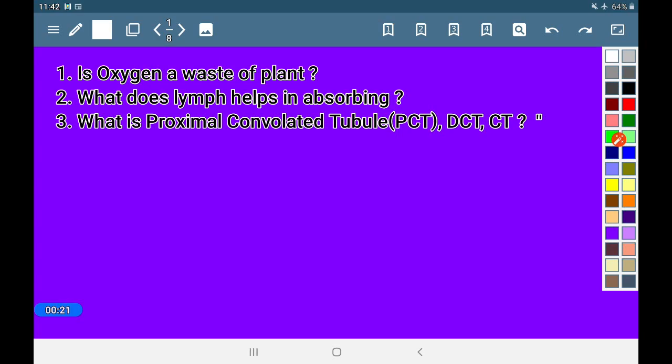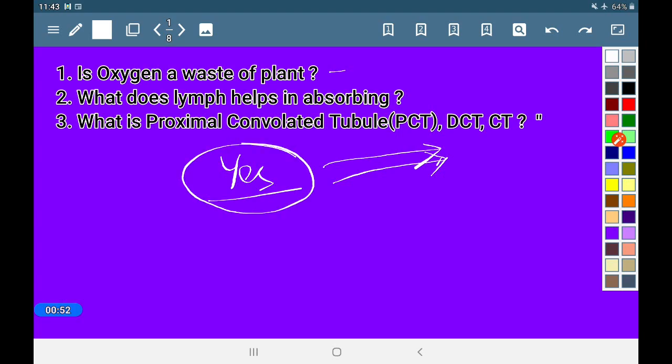Paul asked these three questions. Is oxygen a waste of plant? Here the answer will be yes, because oxygen is also released in the process of photosynthesis, and it has no use for the plant at that time. So if you see the photosynthetic process, oxygen also will be a waste product. We have to consider that.